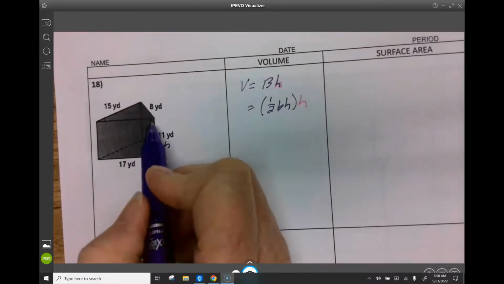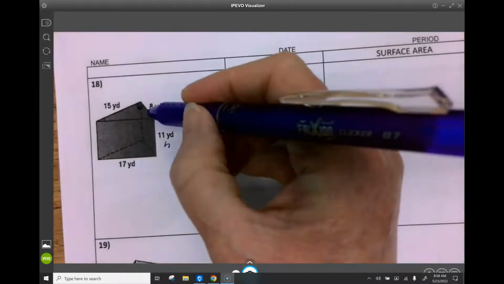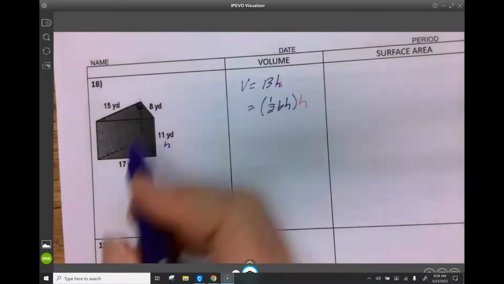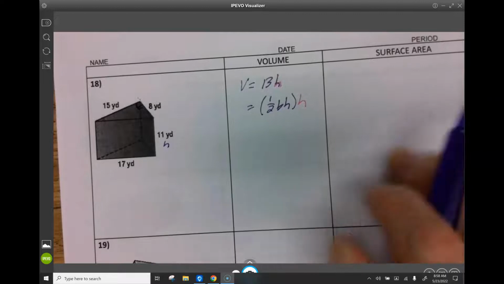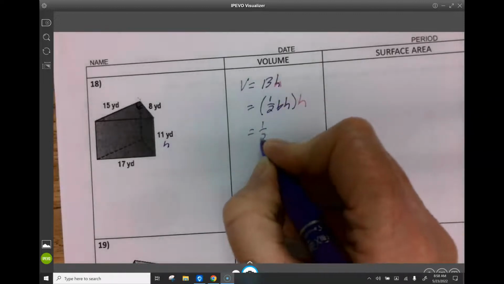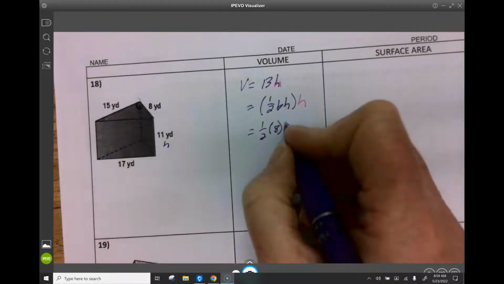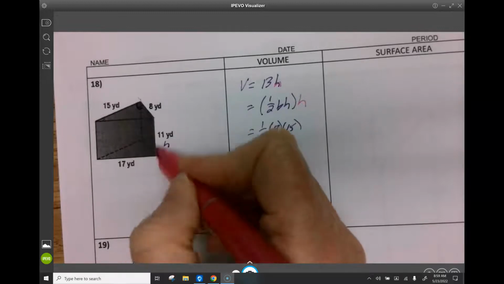My triangle base, they didn't mark it, and they should have. That's a right triangle right there. So this is my base, and this is my height, or vice versa. It doesn't make any difference. This 17, all it does is one of my rectangles later on over here on surface area. It has nothing to do with volume. So I'm going to take 1/2 times 8, that's my base, times my height, which is 15, and then I'm going to multiply it times the height of the entire prism.